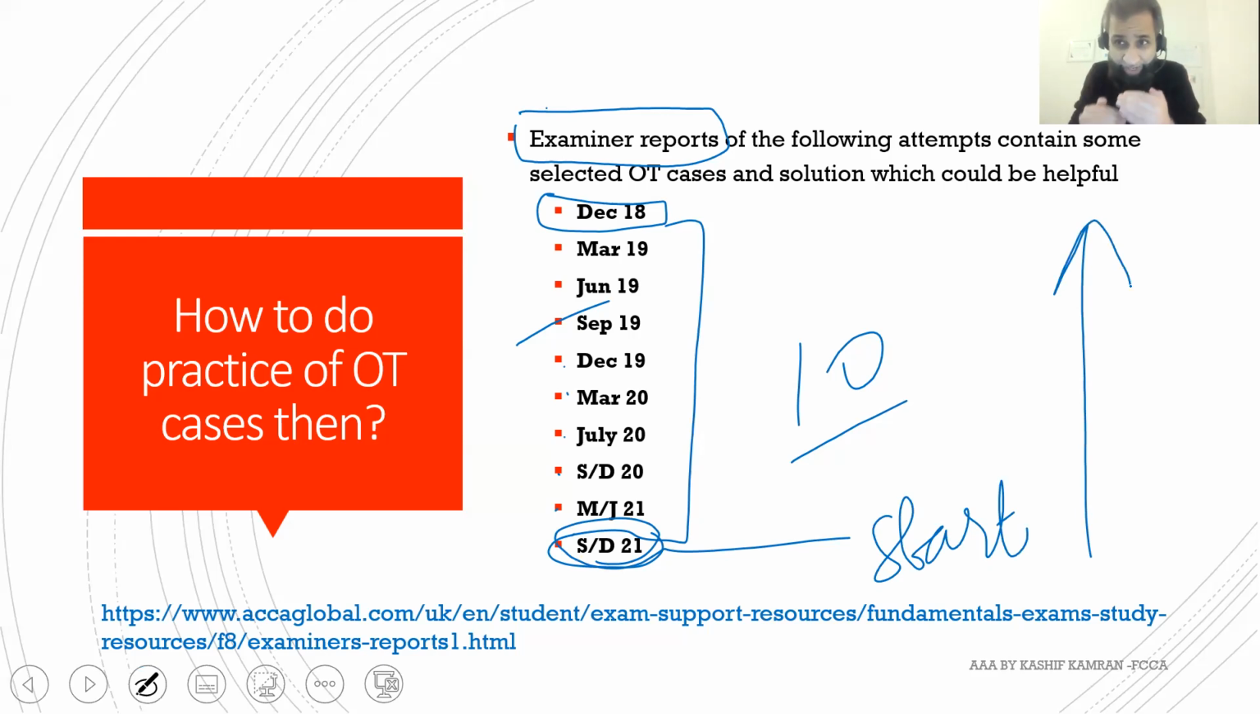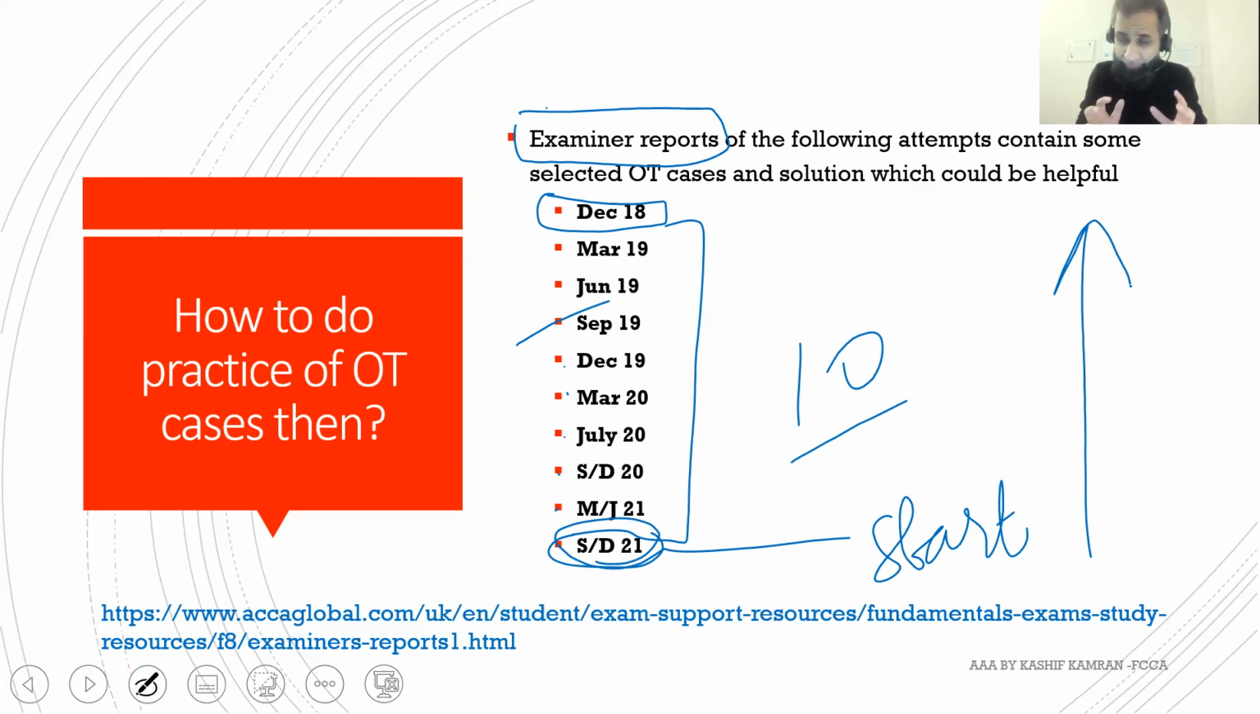So you do the latest one first. Even if you do the 5 or 6 latest ones, there is no need to do the December 18 and March 19 ones because they're very old. So start from September, December 21 and keep a target of how many examiner reports you will be doing for section A every day up to Monday. So that's how you can prepare yourself for section A of the AA paper, and that's how you can have a very good practice of section A.